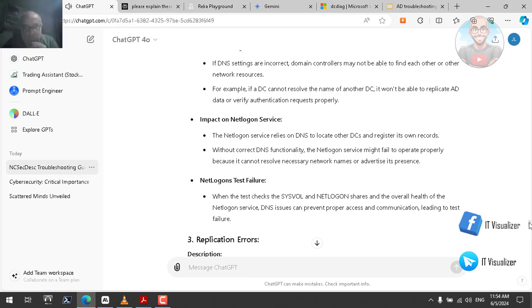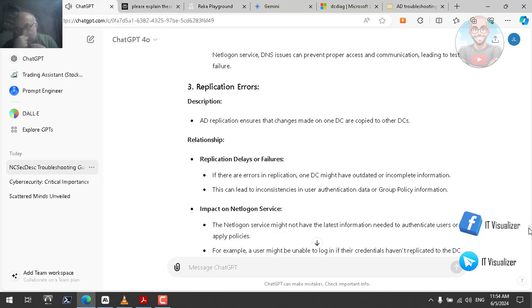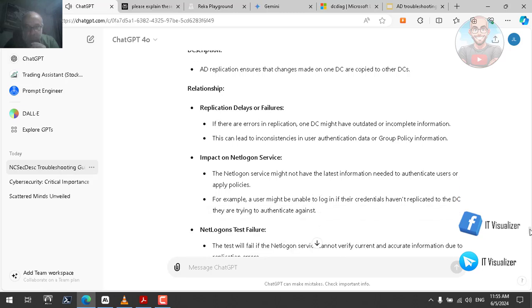3. Replication errors. Description: AD replication ensures that changes made on one DC are copied to other DCs. Replication delays or failures: if there are errors in replication, one DC might have outdated or incomplete information. This can lead to inconsistencies in user authentication data or group policy information. Impact on Netlogon service: the Netlogon service might not have the latest information needed to authenticate users or apply policies. For example, a user might be unable to log in if their credentials haven't replicated to the DC they are trying to authenticate against.